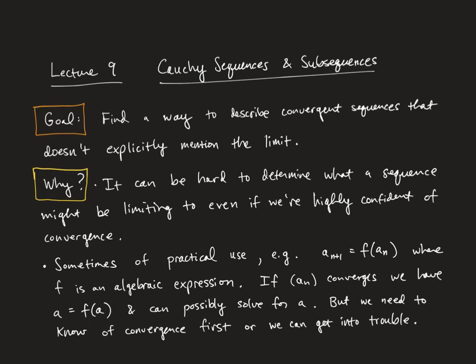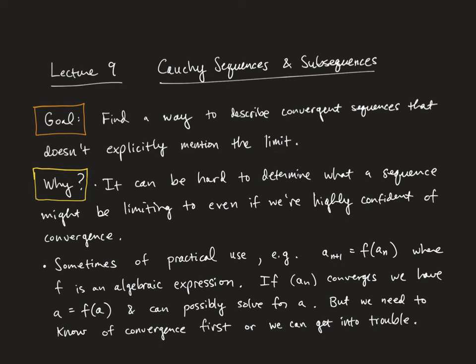Okay, so in our 9th lecture of real analysis, we are going to look at Cauchy sequences and subsequences. And these are terms we'll be defining in the course of the lecture. So the main goal, as I've alluded to in previous lectures, is that we want to find a way to describe convergent sequences that doesn't explicitly mention what the limit is.